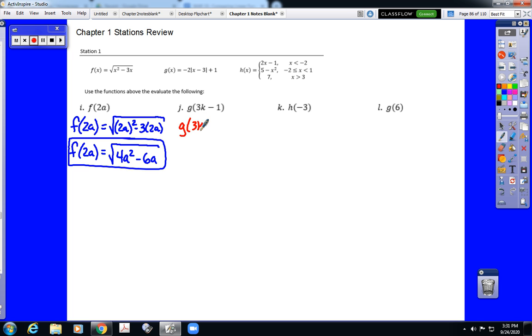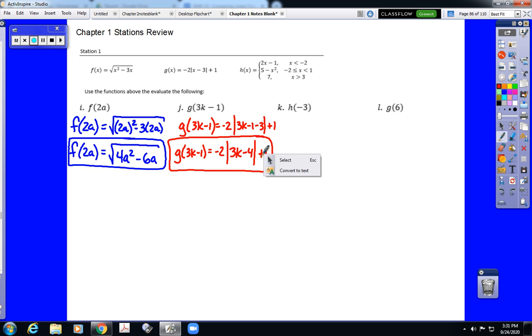We covered j in class, but we'll cover it again real quick just to be sure. g of 3k minus 1 is negative 2 times the absolute value of 3k minus 1 minus 3, plus 1. We can't do much with that. All we can do there is simplify the negative 1 and the negative 3 into a negative 4. There's nothing else that can be simplified. That is the answer: negative 2 times the absolute value of 3k minus 4, plus 1.